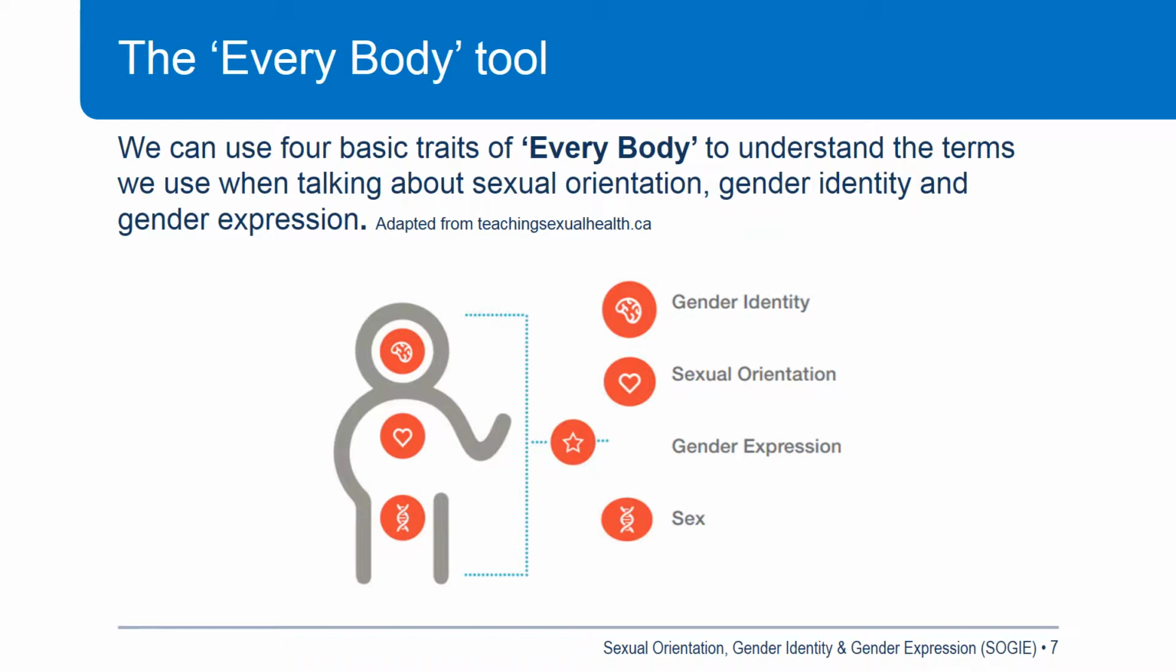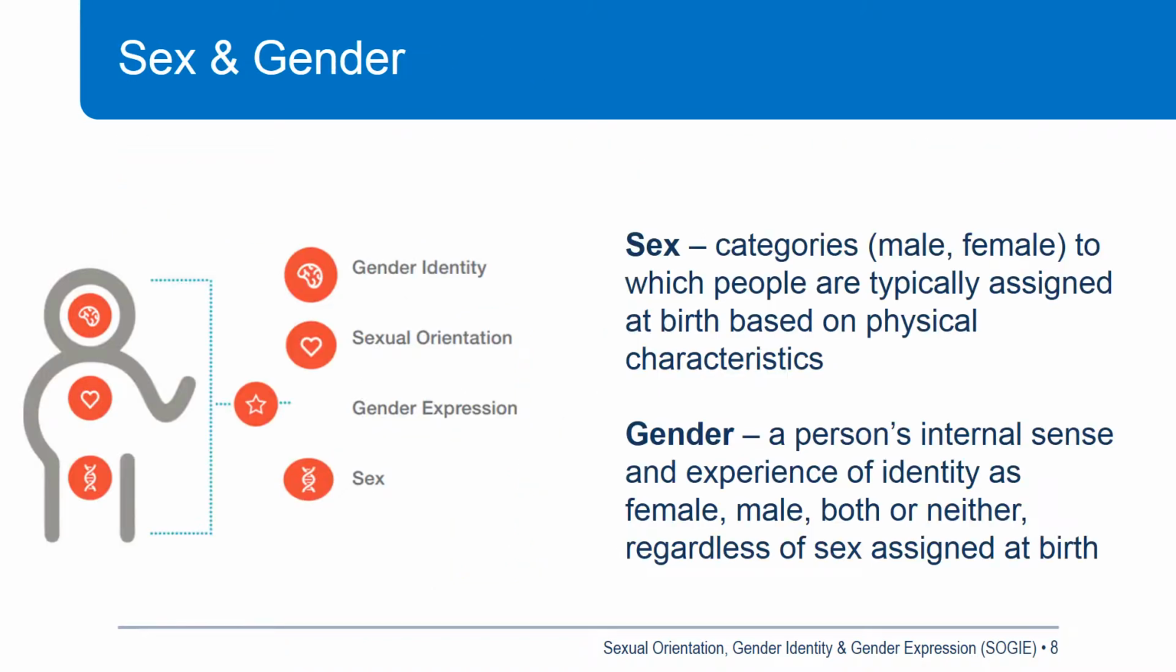It can be helpful to break down the terms we're using when talking about sexual orientation, gender identity and expression. We all share the four basic traits used in the Everybody tool that you can see in this slide. You may have seen versions similar to this diagram. Sex. This is the term we're going to describe first of all.